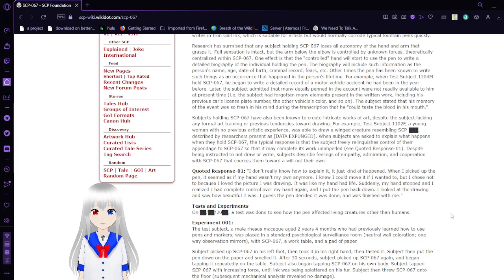For example, when test subject 1204M held SCP-67, he began to write a detailed record of a motor vehicle accident he had been in the year before. Later, the subject admitted that many details penned in the account were not readily available to him at present, i.e., the subject had forgotten many elements present in the written work, including his previous car's license plate number, the other vehicle's color, and so on. The subject says his memory of the event was so fresh in his mind during the transcription that he could taste the blood in his mouth.